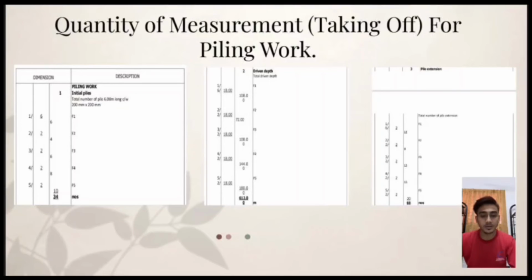Number 2 is driven depth. After we calculate, the total driven depth is 612.0 meter. And number 3 is pile extension. After we calculate, the total number of pile extension is 68 nos.